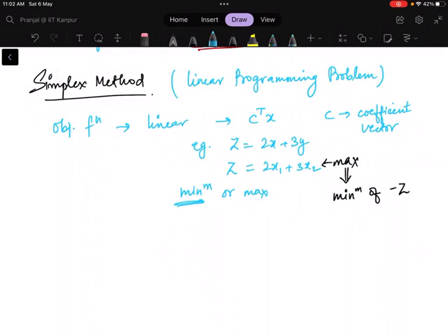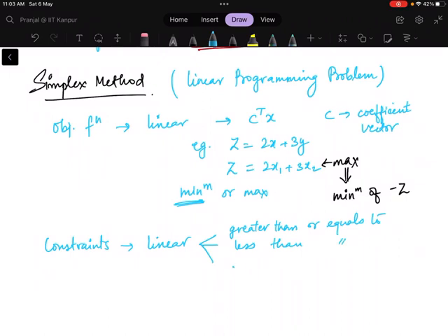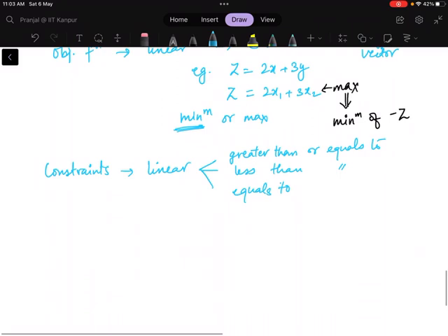Now let's talk about constraints. Since it is a linear programming problem, the constraints also have to be linear, and they can be of three types: greater than or equals to, less than or equals to, and equals to. Let's take an example of each of these three.